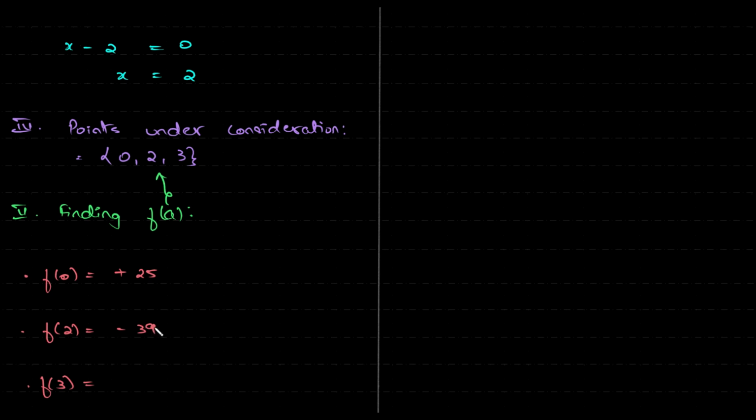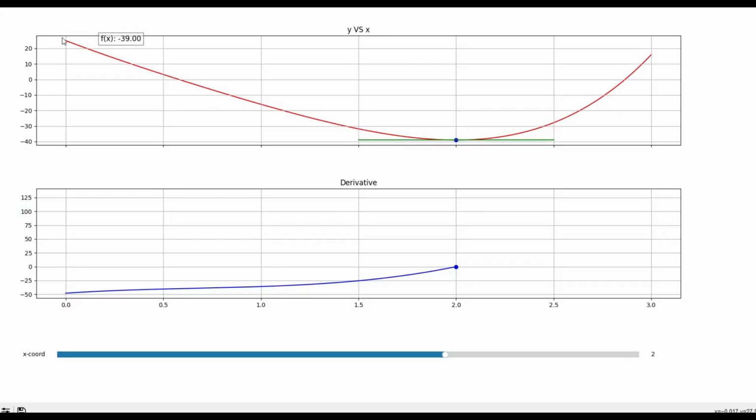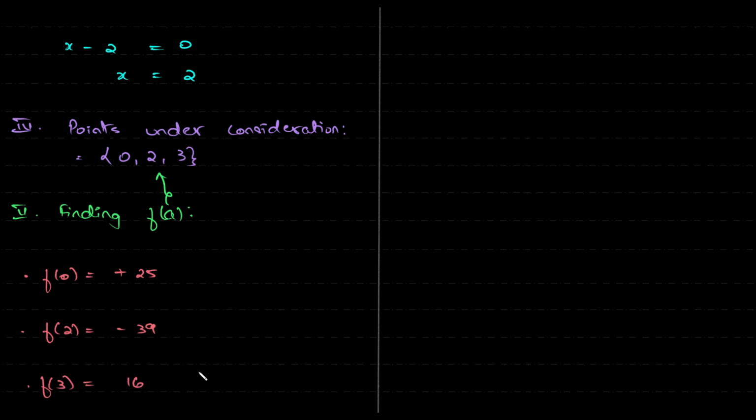I got to understand it when I looked at the graph, because this is the lowest point, right? Clearly, this is the lowest point. This is 25, and at the other extreme, it is 16. So that you can calculate yourself. So this is your output.